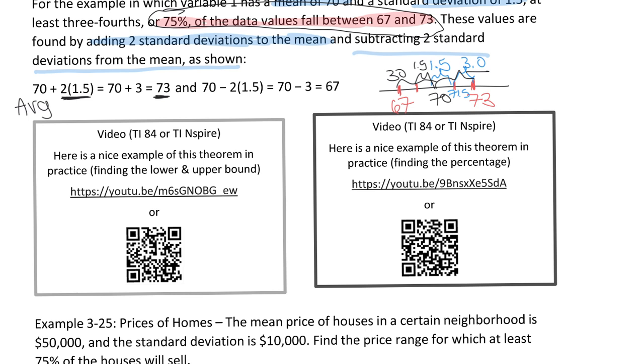This is a theorem, but it does work with other distributions as well. Now, it's not like they're giving us all the data. They're just asking us to figure out, according to Chebyshev's theorem, what those values would be. And so in this case, it would be from 67 to 73.